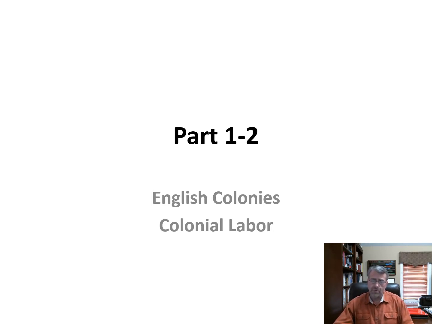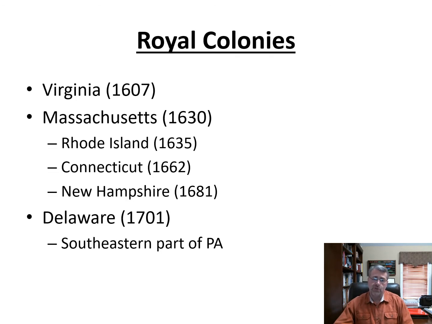When we talk about some of these colonies, we've got two basic types: proprietary colonies and royal colonies. Now, we've already discussed some of the royal colonies. Virginia and Massachusetts, we've already discussed at length, so we're not going to go too deep into those. These are all royal colonies wherein the Crown granted a charter specifically to settle a colony. So there was a specific goal here to establish a colony.